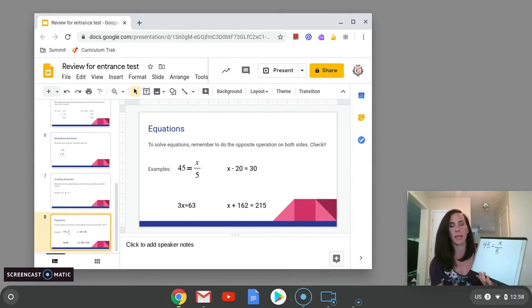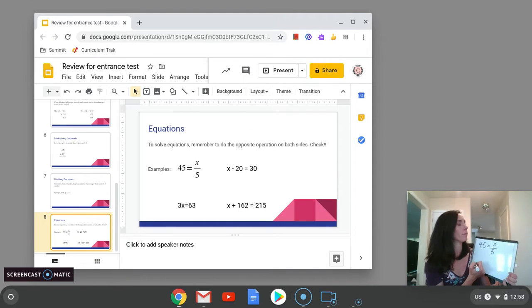Because remember, here's what we're asking ourselves. This is basically saying, I'm thinking of a number, I'm calling it x, my unknown number. When you divide that number by 5, it equals 45. What number am I thinking of? Now, if you say 9, 9 divided by 5 does not equal 45, and I know you know that. Okay? So, we're going to have to do some math on this one.